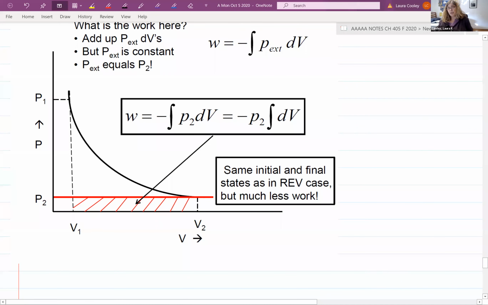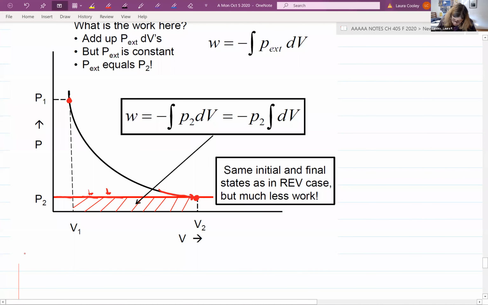So just to give some perspective, I'm going to put the PV isotherm here as well. So here's my initial pressure and volume. This is the gas pressure, the gas volume, and here's the final. But the gas pressure is not the same as the external pressure, except at the end, right here. And you can see that's where the isotherm hits this line. This is the constant pressure line right here, this red line.